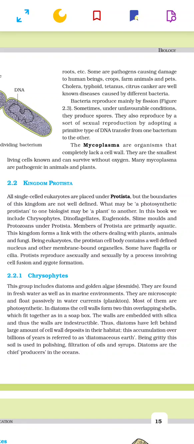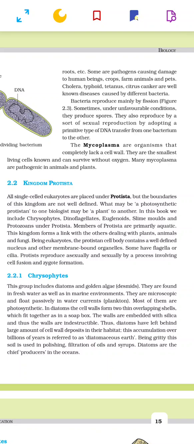Being eukaryotes, the protistan cell body contains a well-defined nucleus and other membrane-bound organelles. Some have flagella or cilia. Protista reproduce asexually and sexually by a process involving cell fusion and zygote formation.